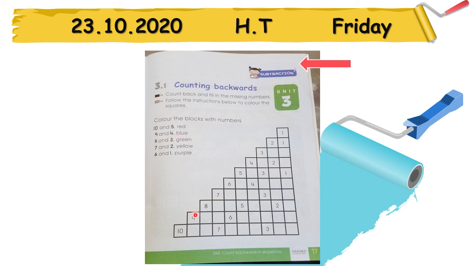Find number 9 and then number 4. Color them blue. 8 and 3 is green. 8 and number 3. Color them green. 7 and 2. Color them yellow, and the last one is 6 and 1. Color them purple. Be careful while coloring and make sure you are doing your coloring very neatly.